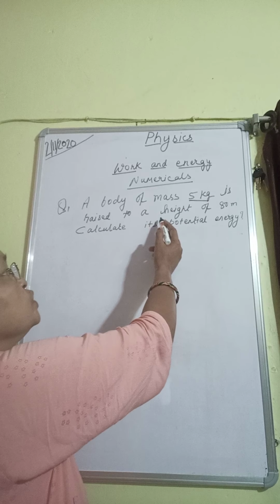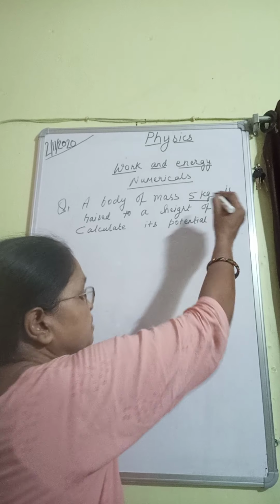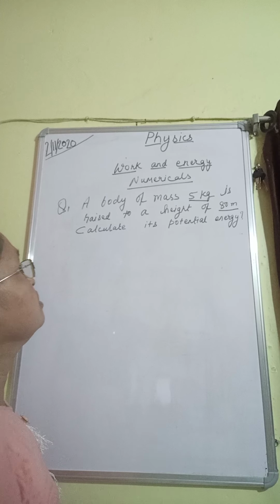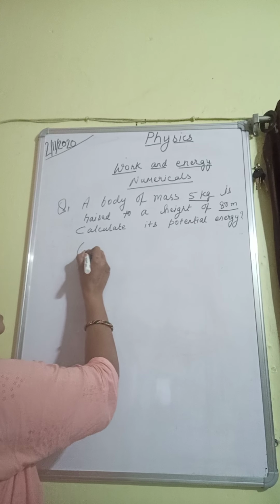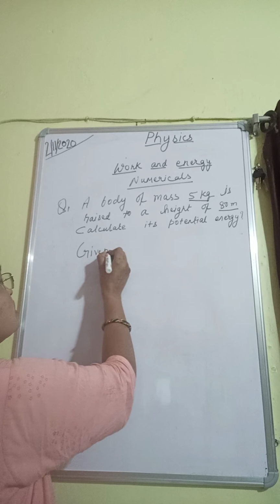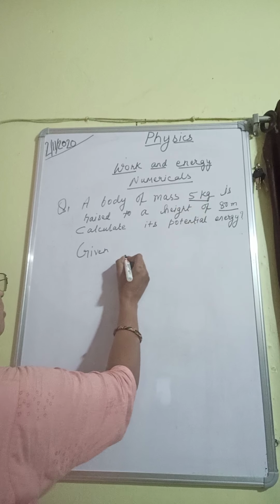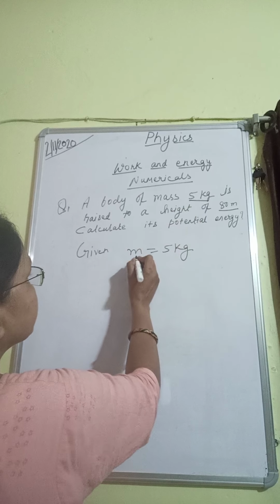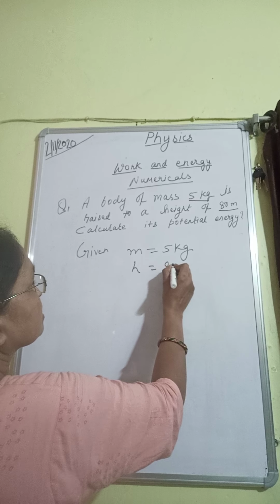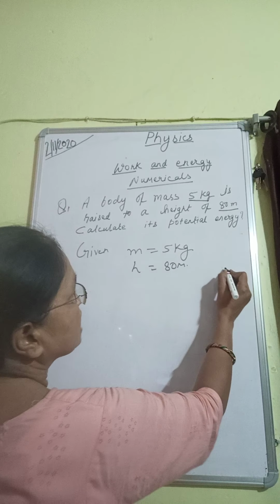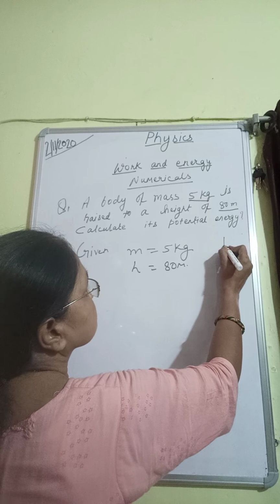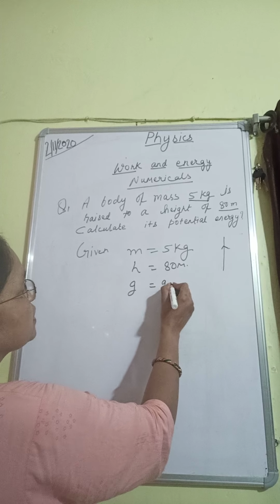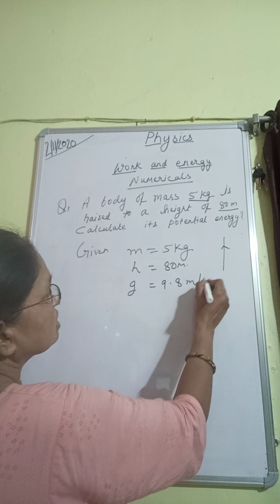is raised to a height of 80 meter. Calculate its potential energy. So let's see what is given. First of all, we are seeing the given. So what is given? Mass is given, 5 kg. Height is given, 80 meter, as it is raised to a certain height. So naturally, g will be 9.8 meter per second square.